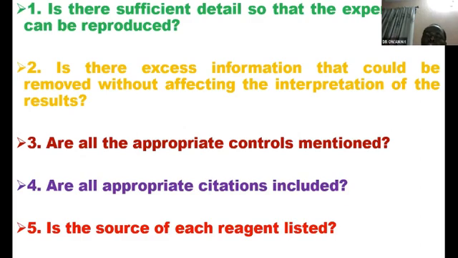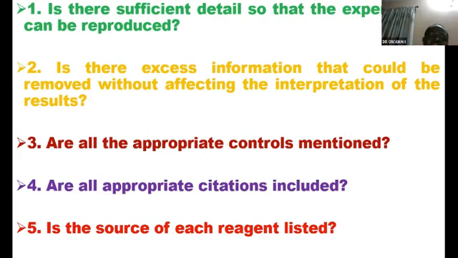You are limited by number of words. So having written it, you need to preview it. While reviewing it yourself, you ask if there is some information you have put in there that is redundant, so that you remove it to make it more precise and straight to the point. Then, are all the appropriate controls mentioned? Most experiments you can't do without controls, and so you must mention these controls and how you manage them in the methods section.